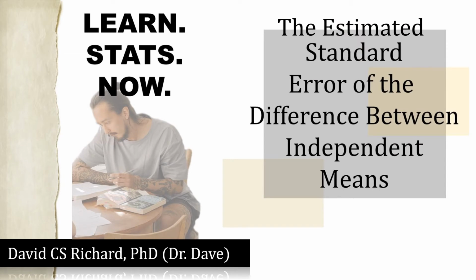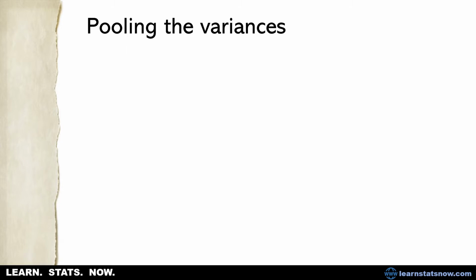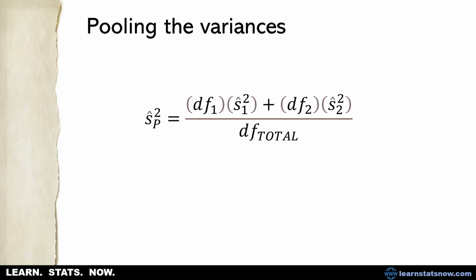Right, in this video, we're going to talk about the estimated standard error of the difference between independent means, which is a mouthful. It's the step we do after pooling the variance. So let's go back and review what we talked about in the last video.